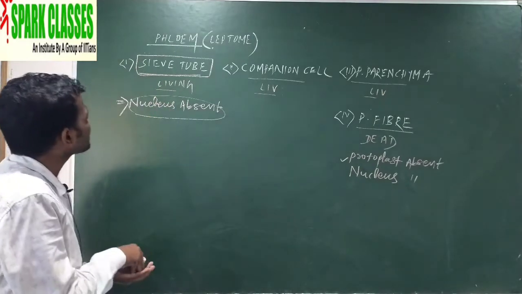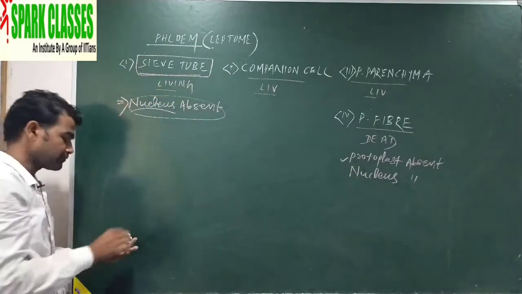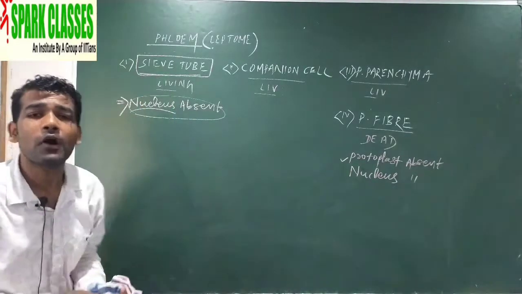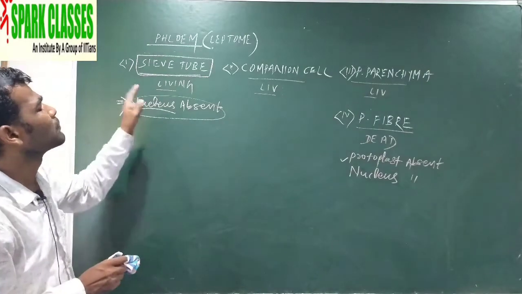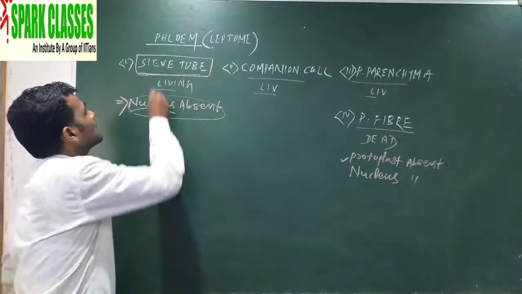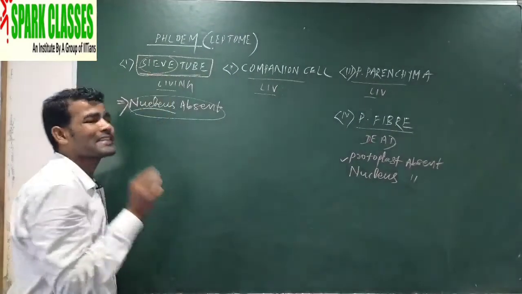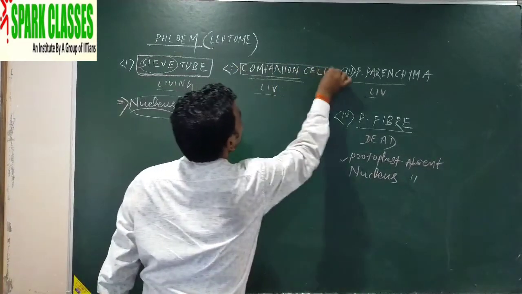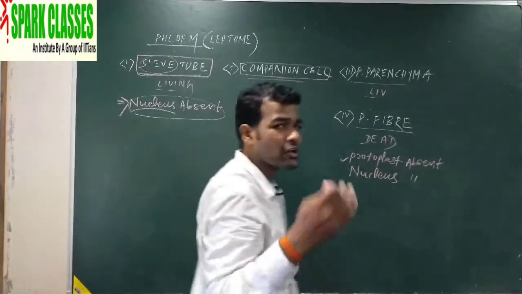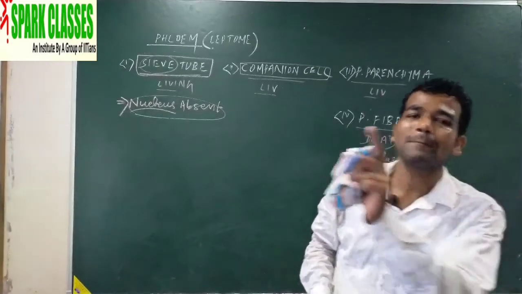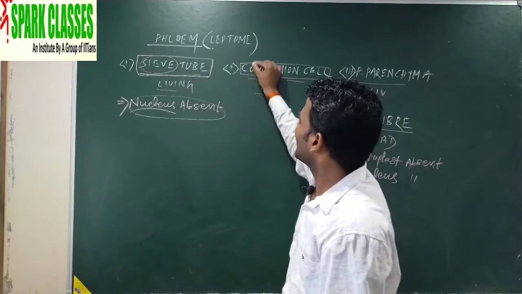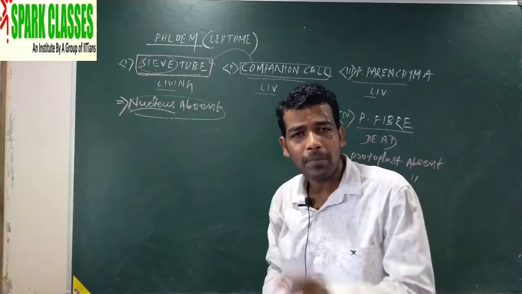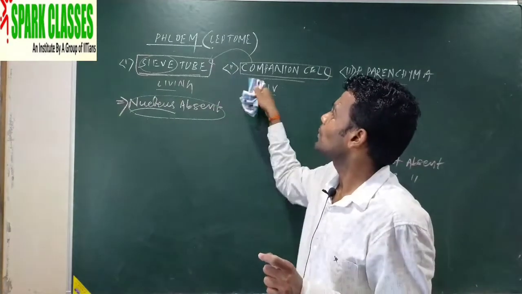So due to absence of nucleus, what happens? Due to absence of nucleus, in case of sieve tube, some functions of sieve tube cannot be performed. So that's why in case of sieve tube, one cell helps, that is called as a companion cell. Companion means which gives company. So that's why it is called companion cell. So companion cell performs some function of sieve tube. Some function of sieve tube is controlled by companion cell.